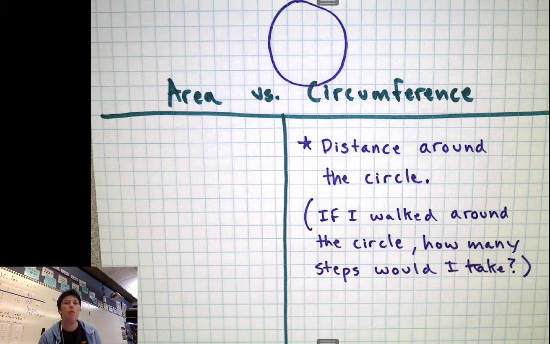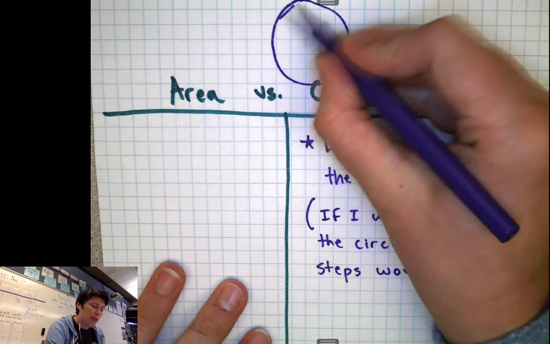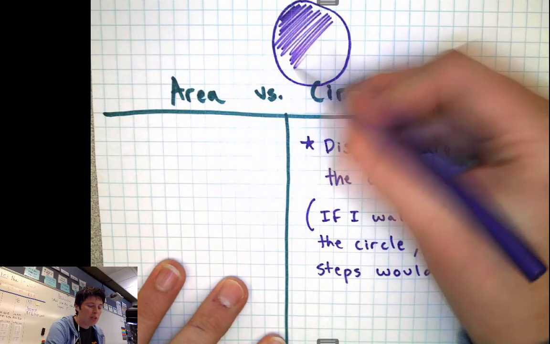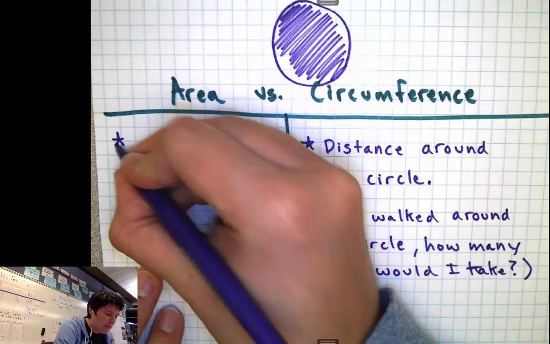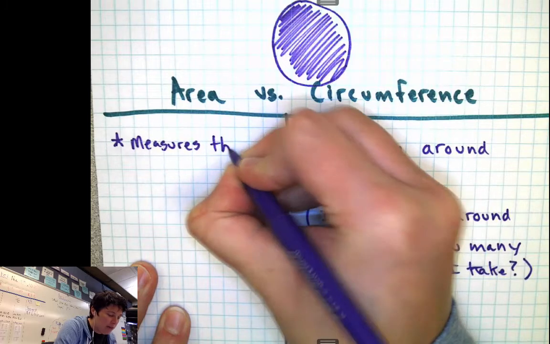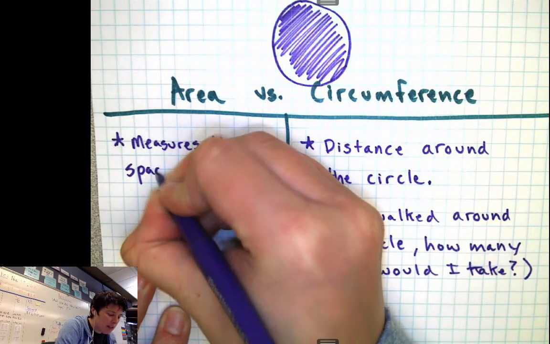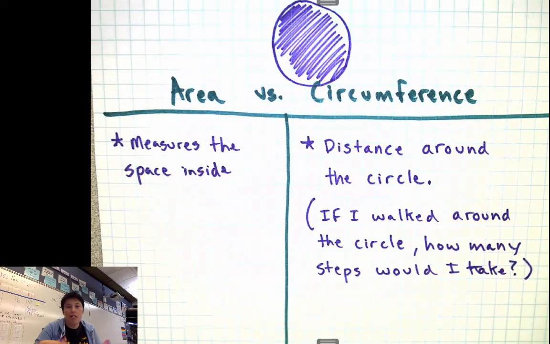What's the distance around? And we measure that in inches and centimeters and feet and whatever other measurements we end up coming up with. Versus area, which is when we look at the space inside of the circle. So if I was to lay down carpet, or if I was going to paint the inside of the circle, how much space is inside of there? So area measures the space inside.